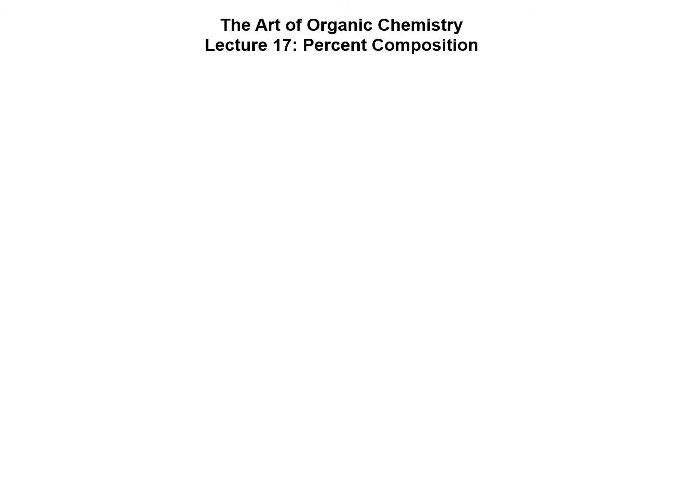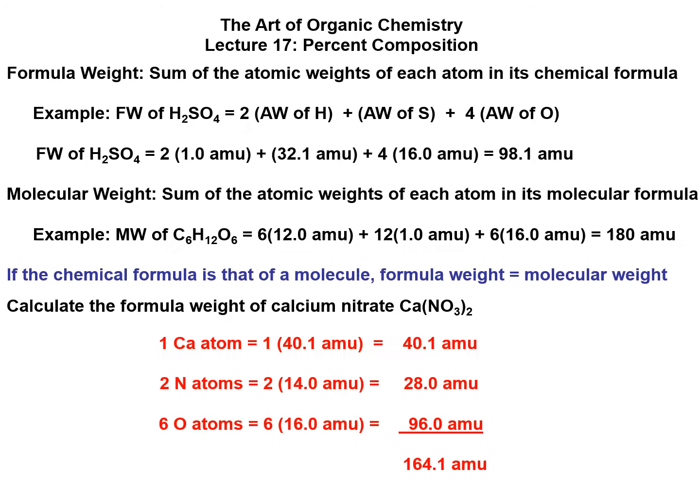Hi, welcome to Lecture 17, a short lecture on percent composition. So there are two types of ways to look at weight. There's formula weight, which is the sum of atomic weights of each atom in its chemical formula.